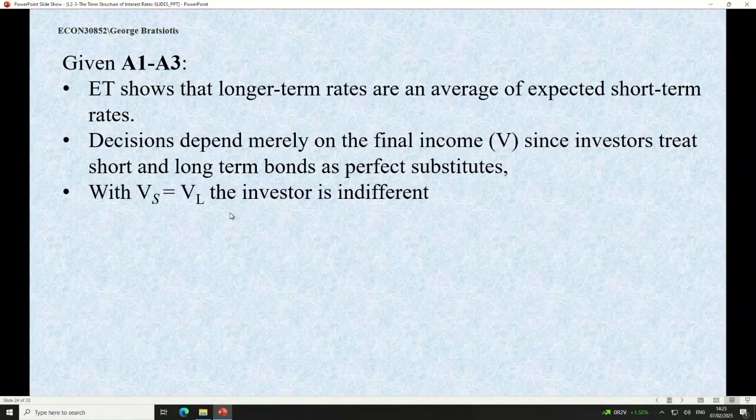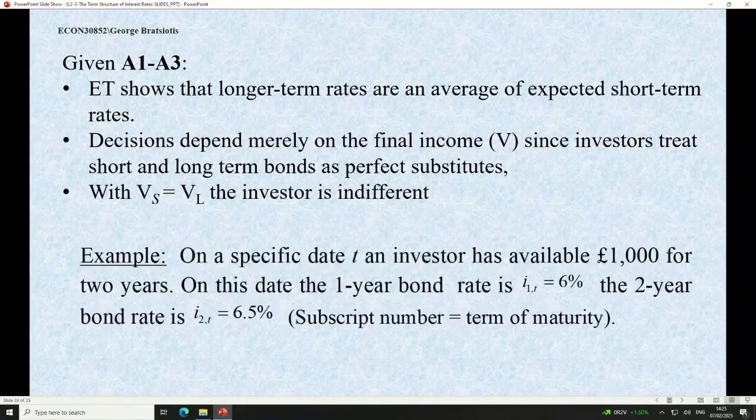Right? And this is really what they use. Let's say that on a specific day you've got £1,000. In fact, whether you've got 1,000 or 10,000 or 100,000, it makes no difference. Why? Because you will still make a rational decision here where you want the money. But the important thing is this, that on this day the 1-year bond is 6% and the 2-year bond is 6.5%. The subscript number equals maturity.